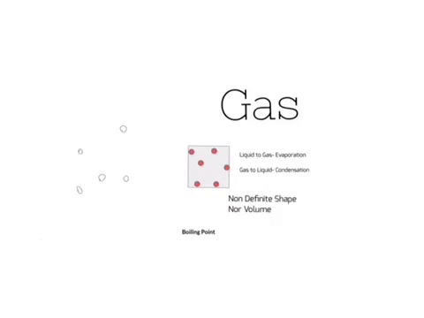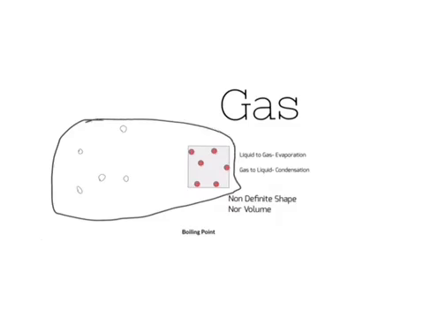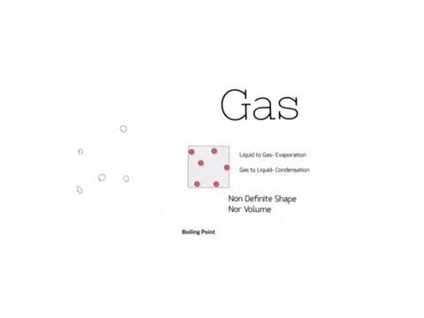A gas has a non-definite shape and a non-definite volume. The point when a liquid becomes a gas is called evaporation. In both these pictures, you can see that a gas has very spread out molecules. In fact, the molecules are practically free and have no boundaries.